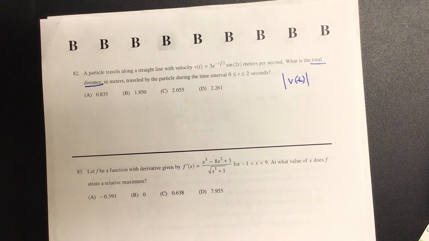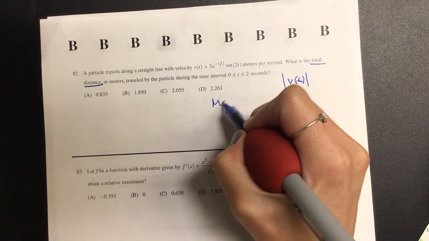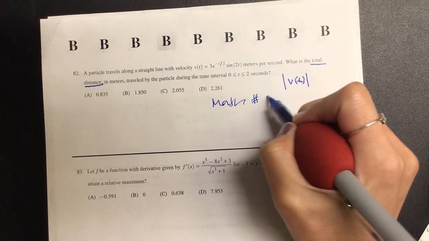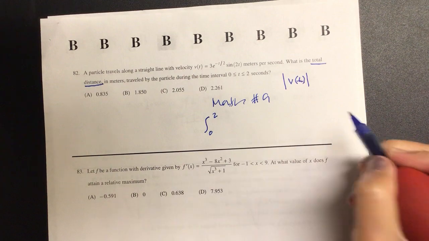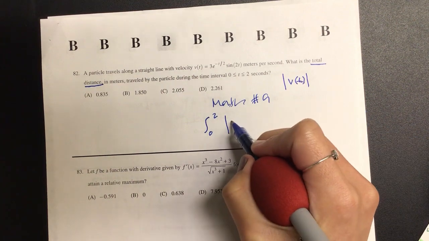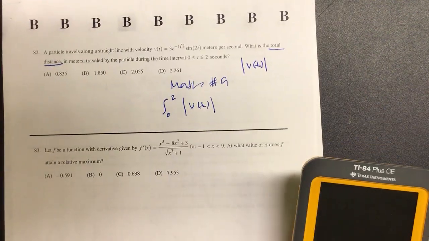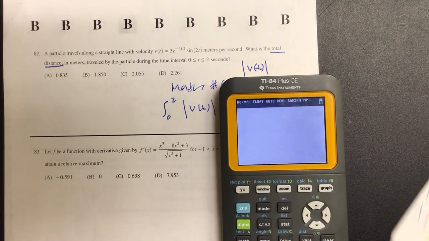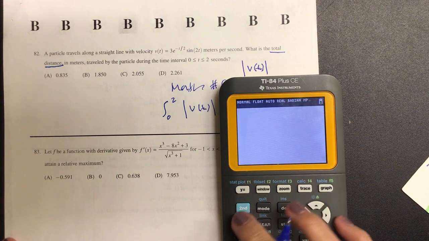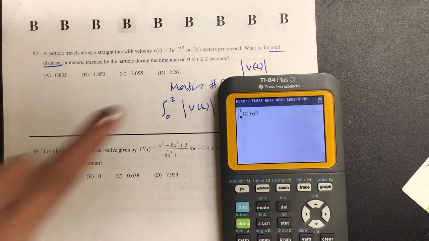And to find the total distance, we have to integrate, but we don't have to integrate by hand. We have our calculator. What was a mode? Math what? Math number 9. Very good. Literally what we're going to do is the integral from 0 to 2 of the absolute value of the function given. I would say the only annoying thing is typing out the function given. So let's all do that together. Math 9, from 0 to 2, of the given function.